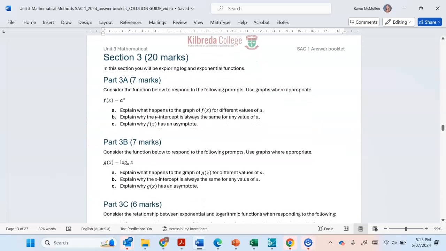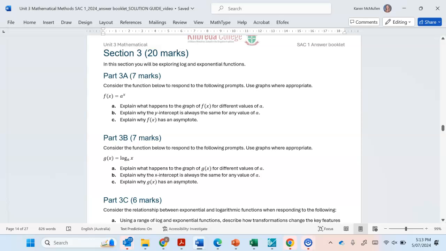Function notation was done quite well. It was good to see. All right, moving on to question 3 or section 3, so looking at exponentials and logs. Now this part was done really well. I was quite pleased with it.